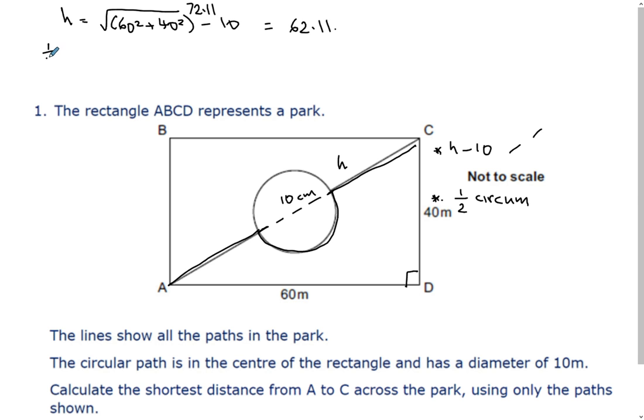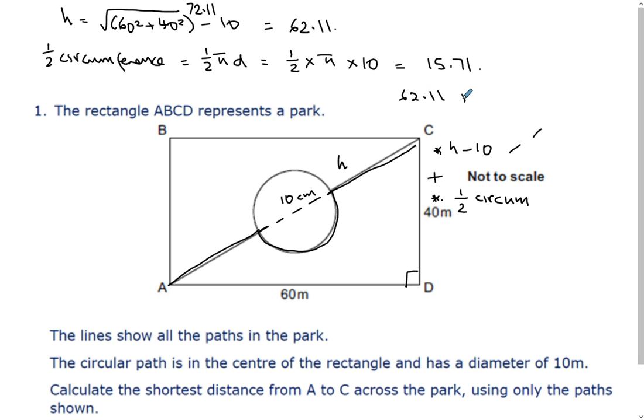Okay, and then if you've got half the circumference, and always put the half first, and then your formula, so you've got pi times diameter, so you've got half times pi times your diameter is 10, so that gives you 15.71. Okay, and here you can tell we have to add them up. So if you've gone 62.11 plus 15.71, you get 77.82 meters. Okay, and that's your answer.